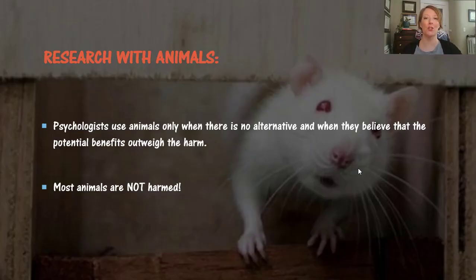So what about research with animals? Psychologists only use animals if there is not an alternative and when they believe that the potential benefits outweigh the harm. Most animals are not harmed in psychological research. We do use animals in psychology class, not for research as much as for demonstrations. So we will not be injecting the pet rats with any type of drugs or anything like that.